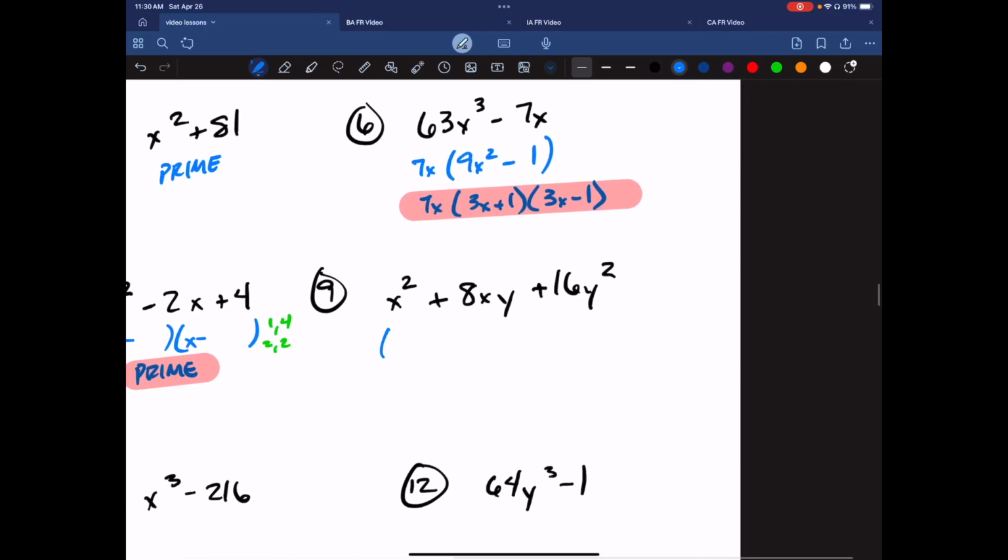Number 9. So you have x plus 4y and 4y. So that's going to be x plus 4y all squared.